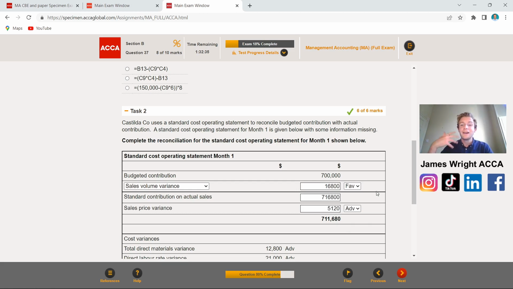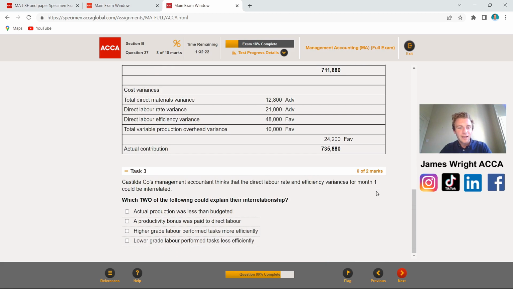But notice how by just simply walking and talking through the words that they gave us in the question, we picked up on a minimum of half marks on that and then worked it out logically based on the balancing figures. Coming down to task 3 on here, you were then asked which of the two following could explain their interrelationship. Now, interrelationship is all about, are they linked and are they true based on the information that we're actually given.